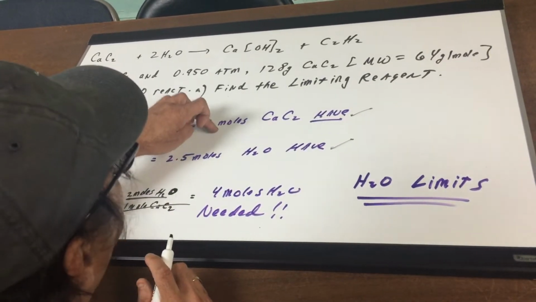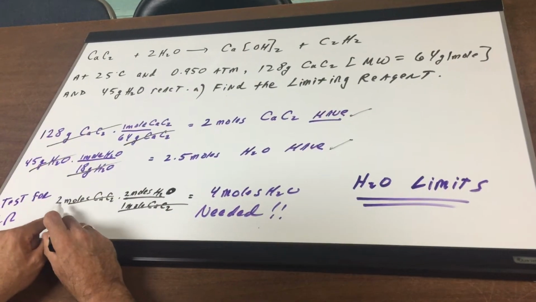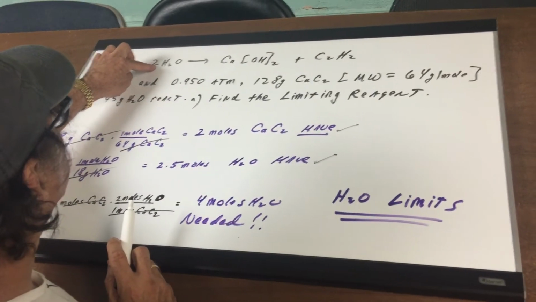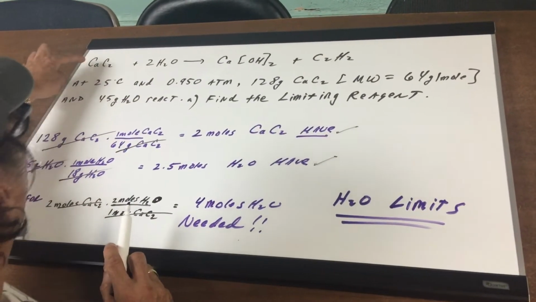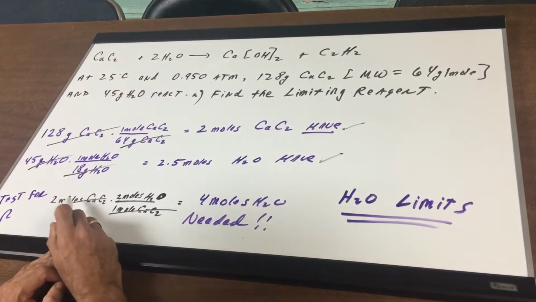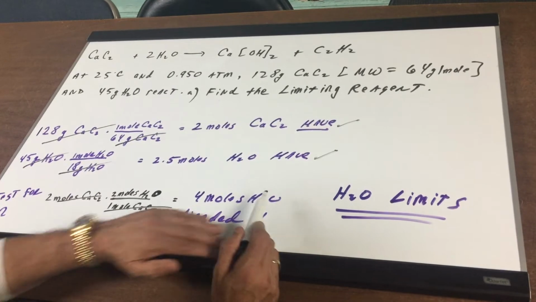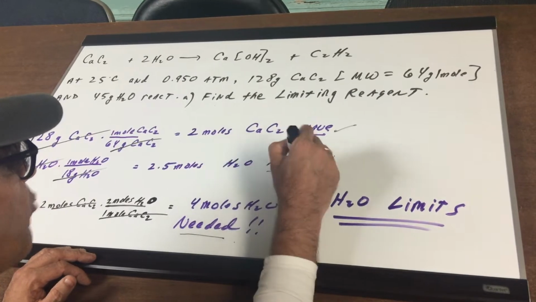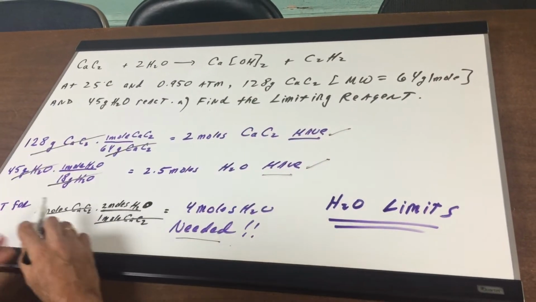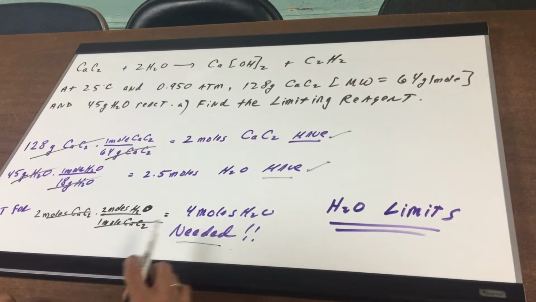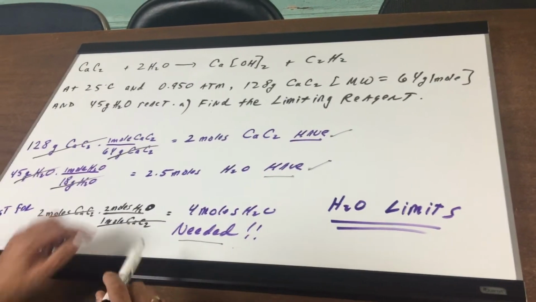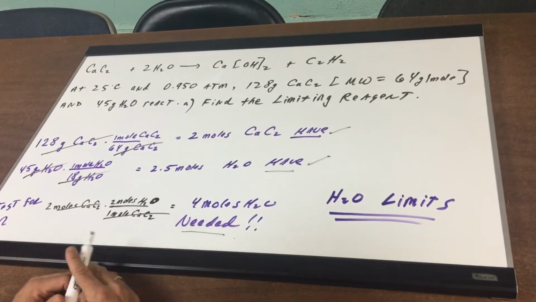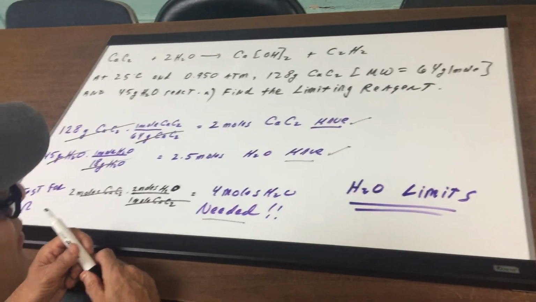What I do is take the very first one that you see and write down 2 moles of calcium carbide. Now we look at the stoichiometry. There's 2 moles of water for every 1 mole of the calcium carbide reacting. And that would give me 4 moles of water, but the trick is to write the word needed. So you're going to write the word have for what you start with, and then once you do this little test, you write the word needed. We need 4 moles of water. We only have 2.5, so the moles of water limits, means it runs out first. So therefore, water is the limiting reagent.